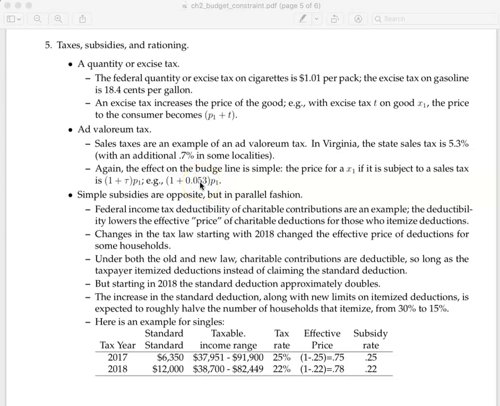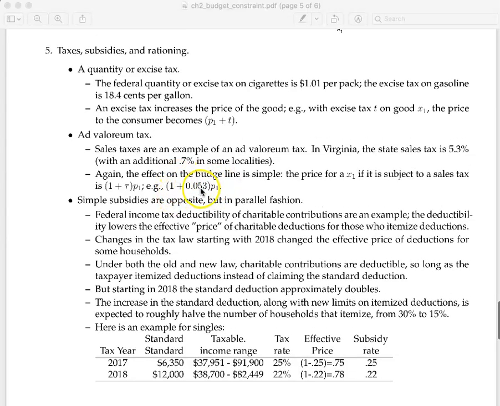So if P1 is equal to $1, you pay 1.053, or $1 and 5.3 cents. Obviously, if you pay $10, then your effective amount you pay is 1.053 times that. So what is that, on the order of 50 cents, 53 cents on the $10 purchase.